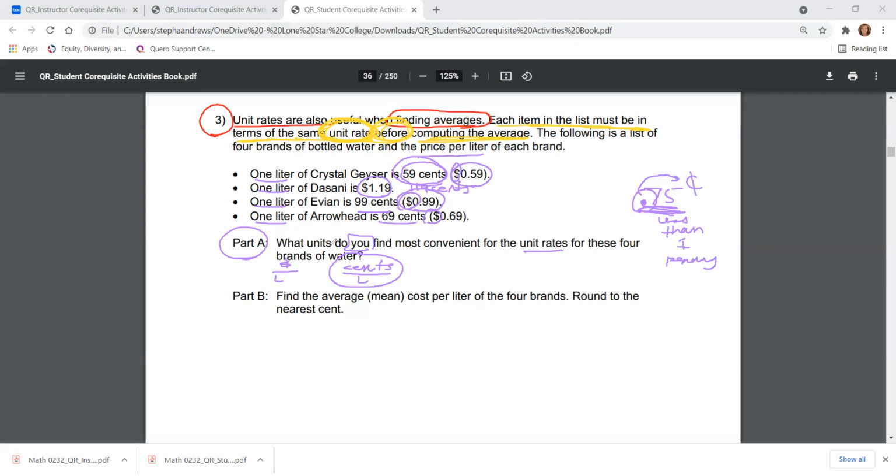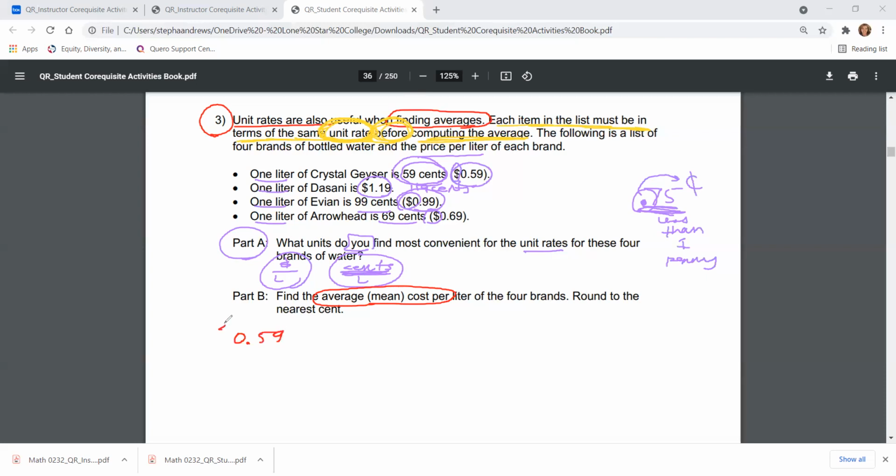Let's go back over here. What units? I'm probably going to prefer to stick with dollars just because there are usually a lot more mistakes using just cents. And so then it says, once you've decided whichever one you want, let's find the average cost per liter. Since I am recording this, I'll go ahead and do both. I'm going to do my way first.